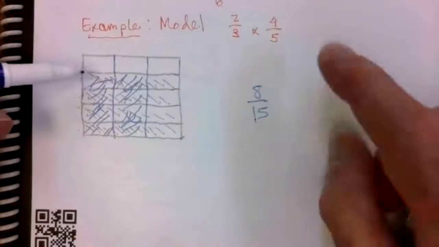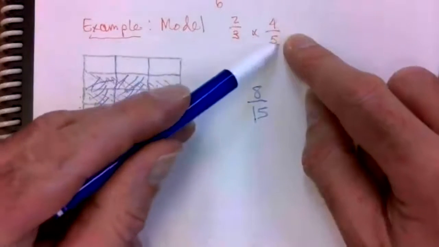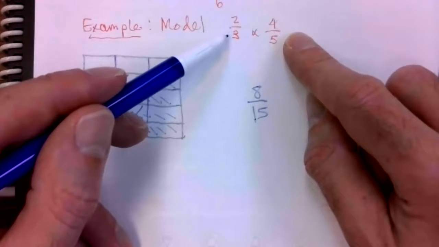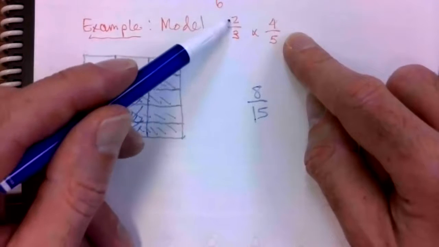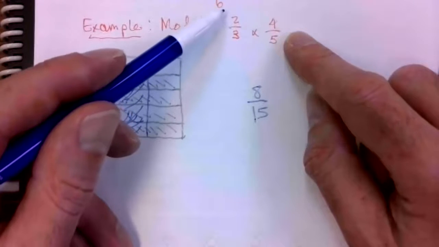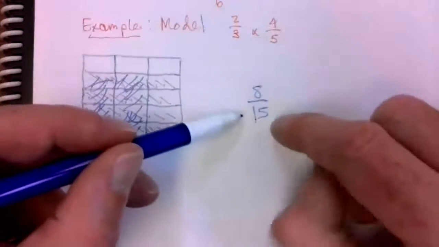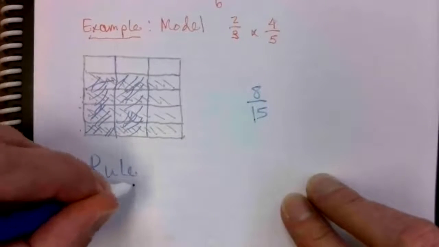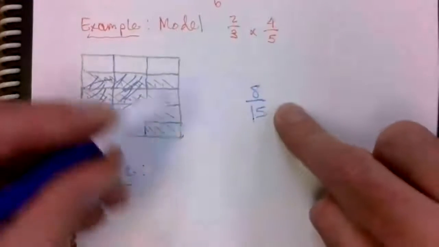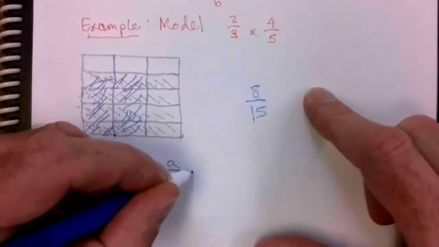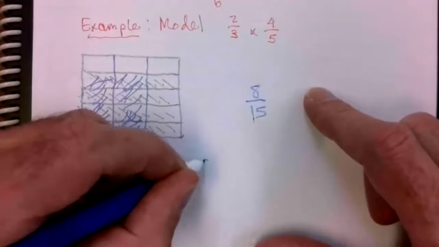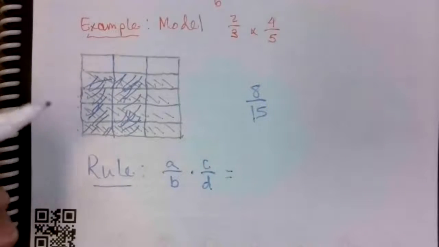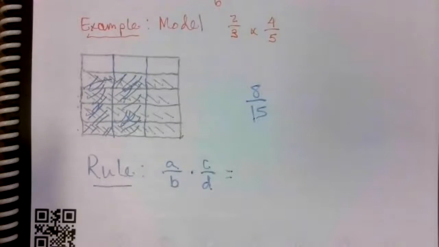Okay, so this tells us what to start with. This tells us how many cuts to make, or how many new pieces to make. And this tells us how many of those columns to shade. Okay, so 8/15. Okay, so what's the rule when we're multiplying fractions? This should be illustrating the general principle of what to do when we have one fraction times another fraction. So how do we find the product?